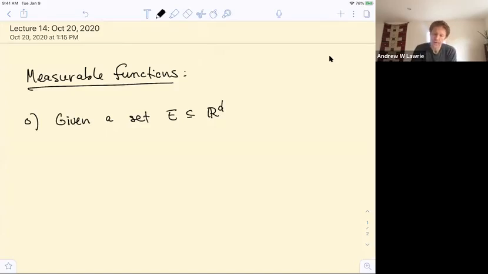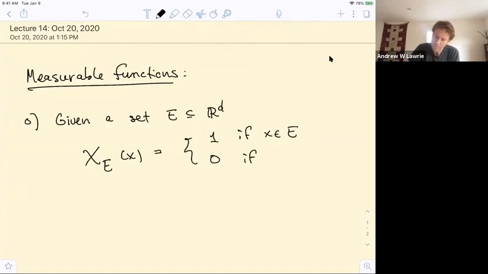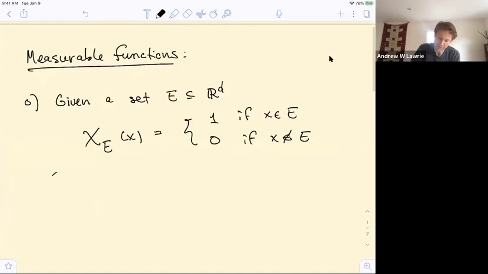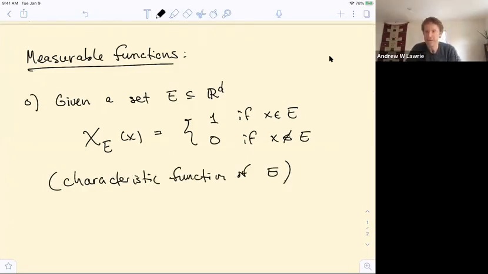a subset of R^d, we'll define chi_E of x to be the function which is equal to 1 if x is in E, and 0 if x is not in E. So this is called the characteristic function of the set E. Right, so it's a very simple function. It's just 1 if you're in the set and 0 otherwise.